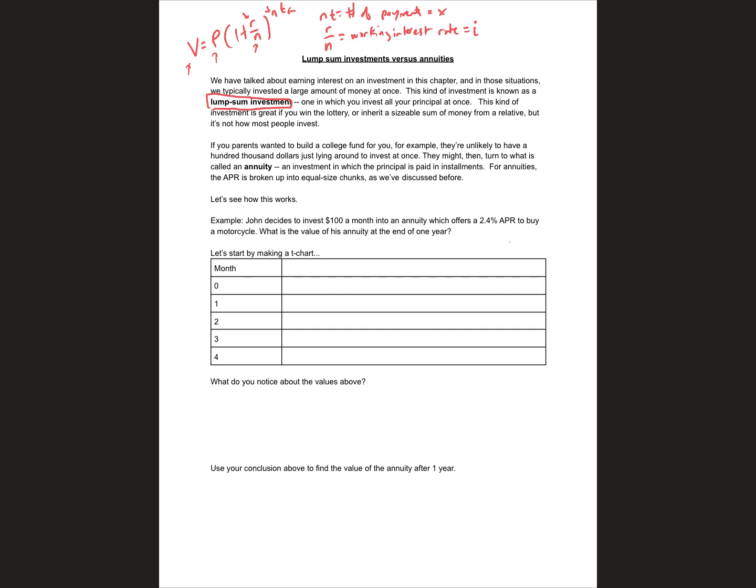So then that makes this formula for lump sum investment P times (1 plus I) to the X. So we're going to be using that formula moving forward. It's a little simplified version of the formula.